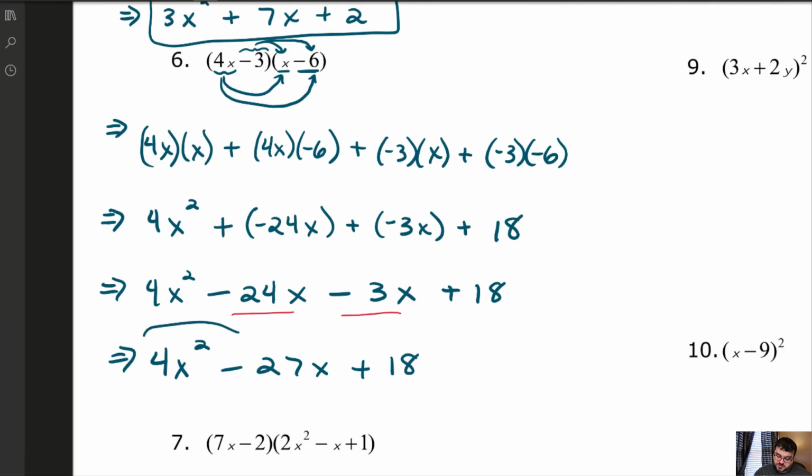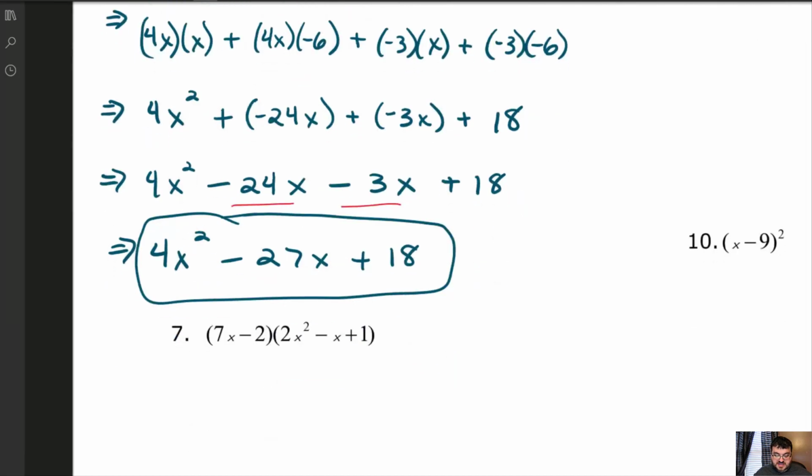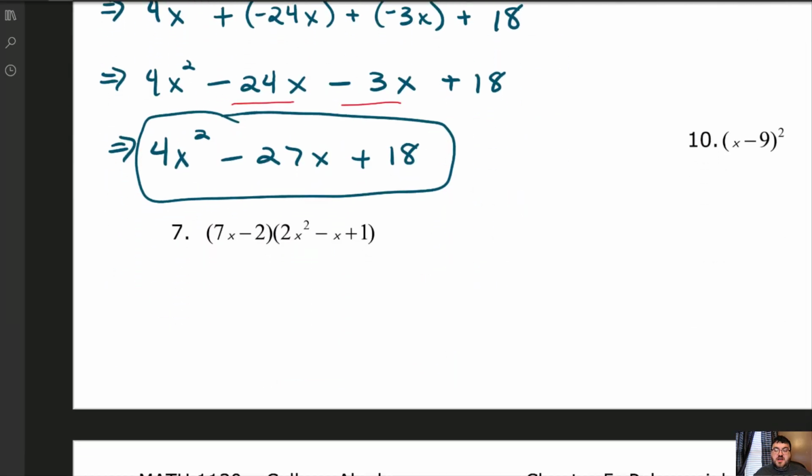And that's as far as we can go with that. That is how you multiply out those two binomials with each other. Okay. Go down and let's look at number 7. So number 7 is just an extension even more of what we just did.